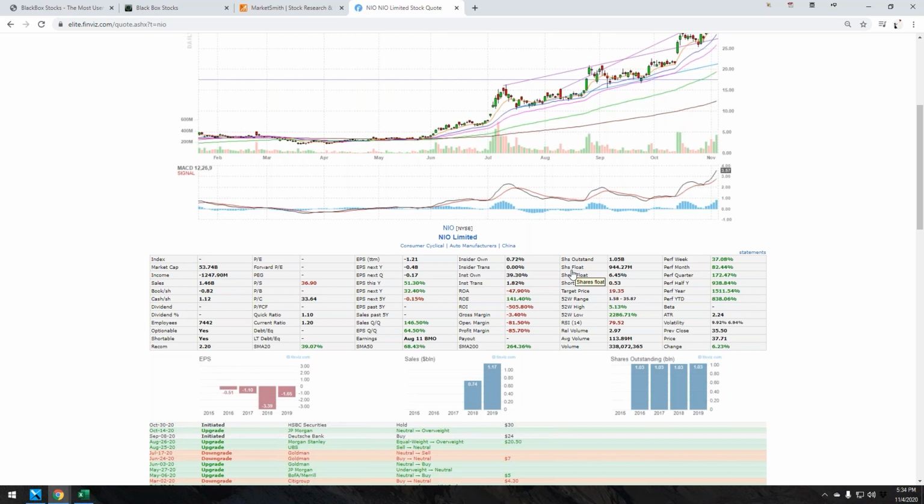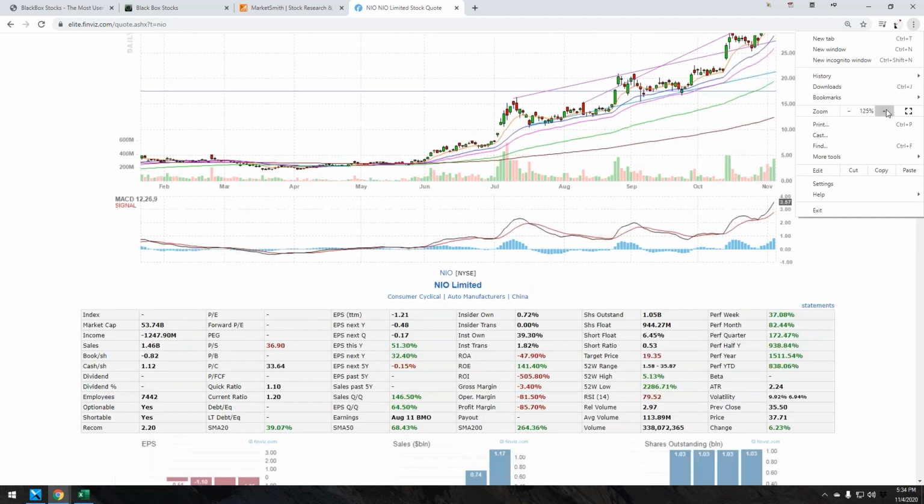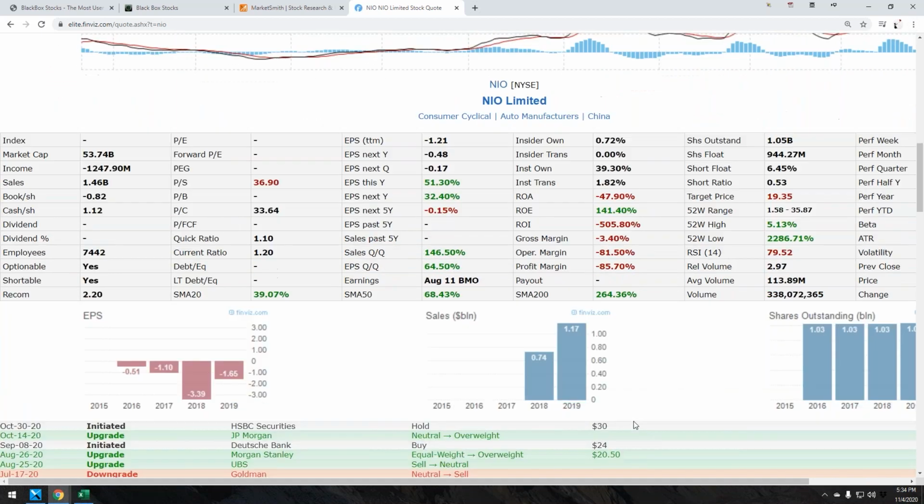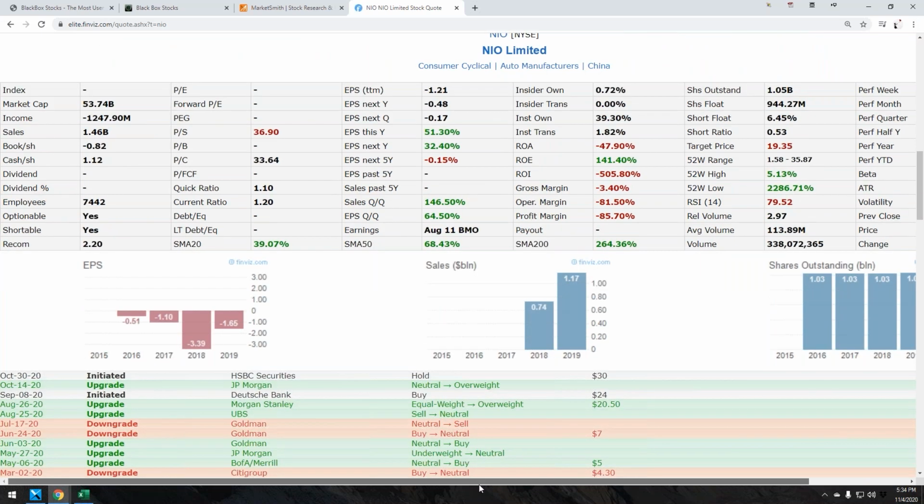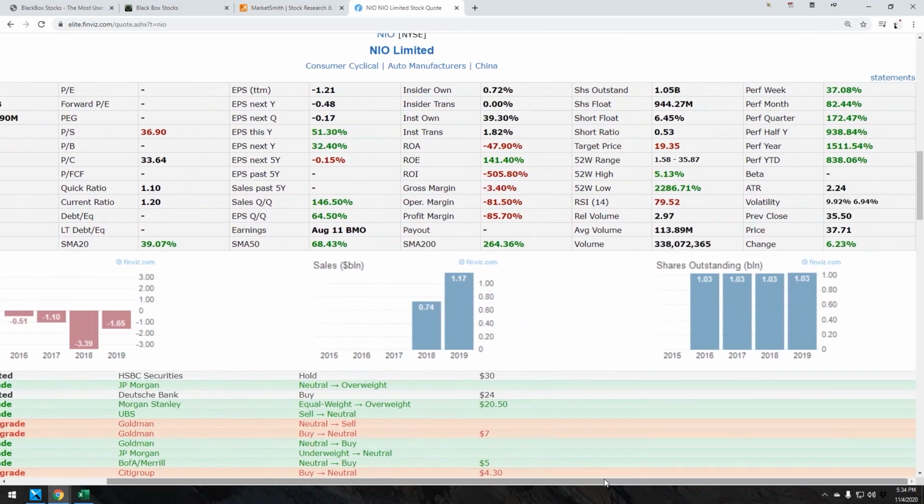Looking at the shares in this, let me zoom in because I know this could be small, so that we all see the same information. Okay, we're going to round the shares in the float, just to make it easy for math purposes so everybody can keep up. We're just going to say that there's 900 million shares in the float, okay?